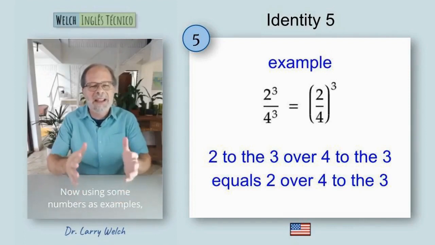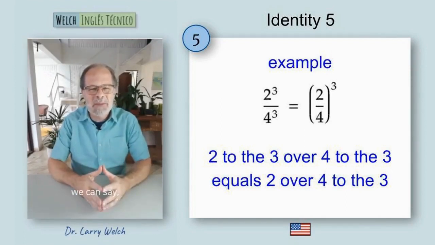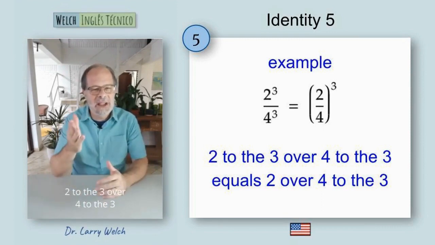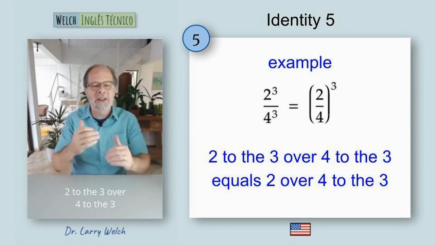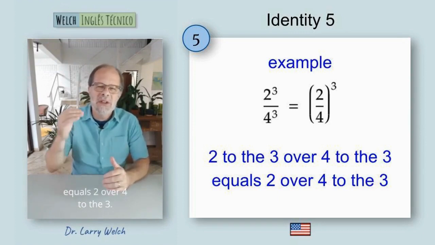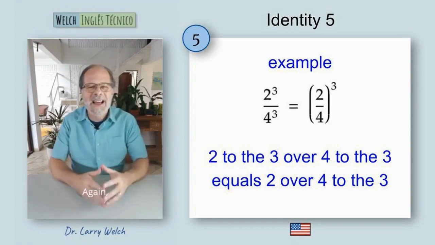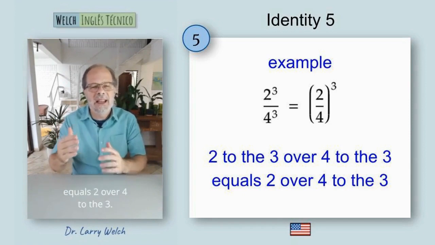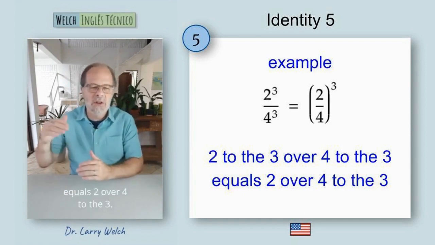Now, using some numbers as examples, we can say 2 to the 3 over 4 to the 3 equals 2 over 4 to the 3.